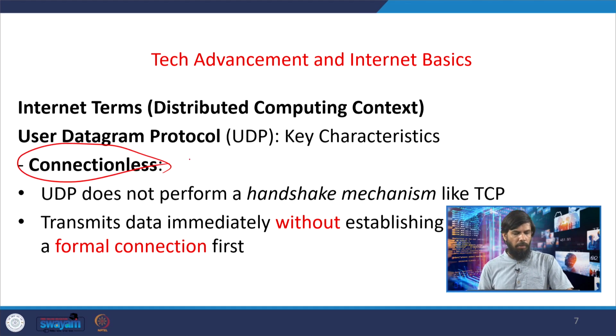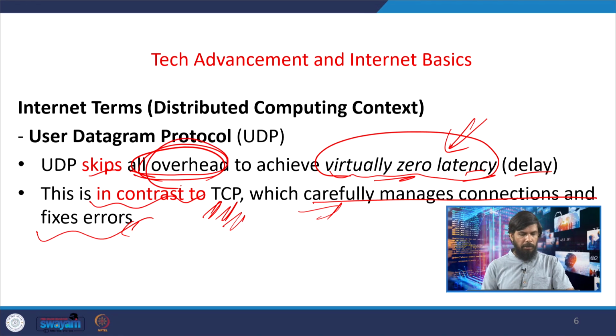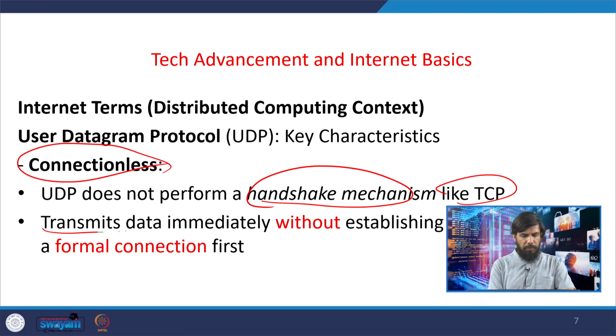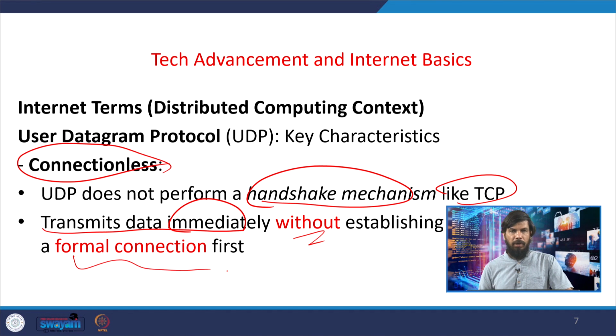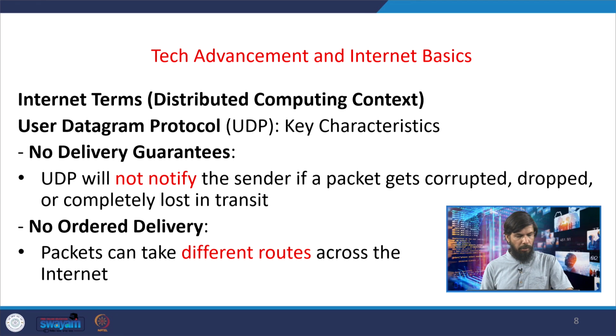Another characteristic of UDP is that it's connectionless. UDP does not perform a handshake mechanism like TCP, right. That reduces the overhead, because there is no handshake there. It transmits data immediately without establishing a formal connection first. So a formal connection is not really established, and data starts transmitting immediately, and that makes it fast, right.